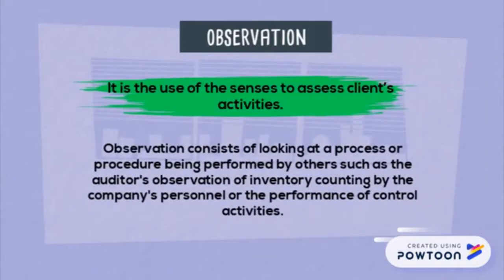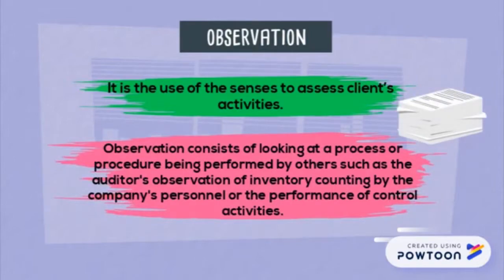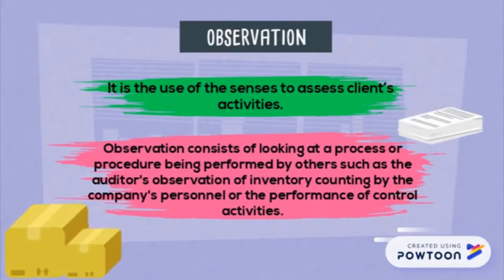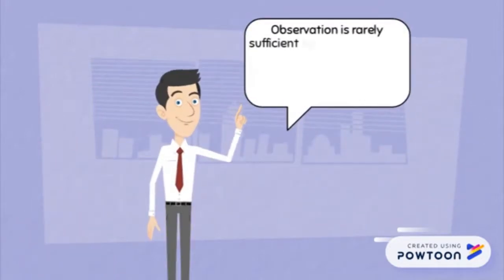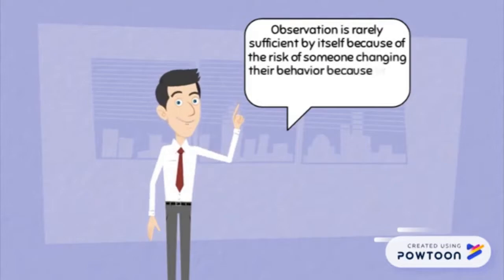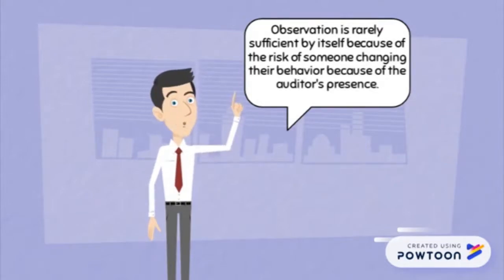It is the use of the senses to assess clients' activities. Observation consists of looking at a process or procedure being performed by others, such as the auditor's observation of inventory counting by the company's personnel or the performance of control activities. Observation is rarely sufficient by itself because of the risk of someone changing their behavior because of the auditor's presence.